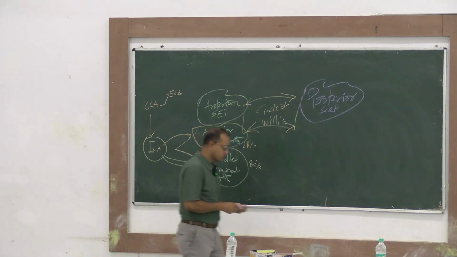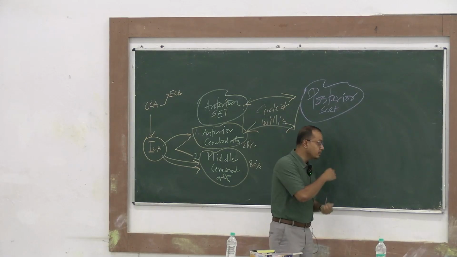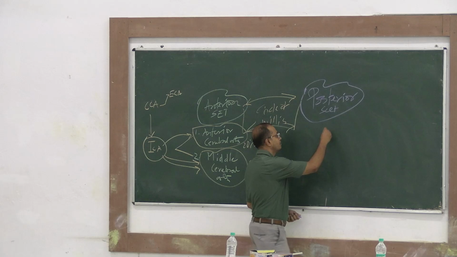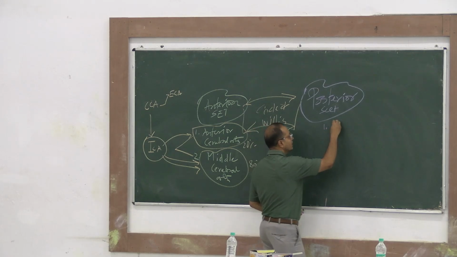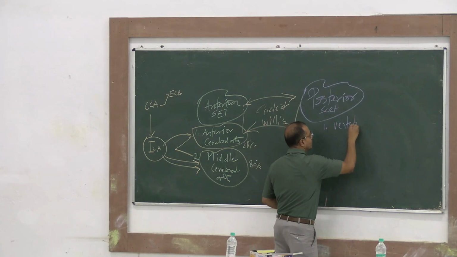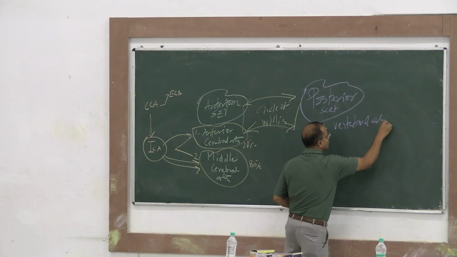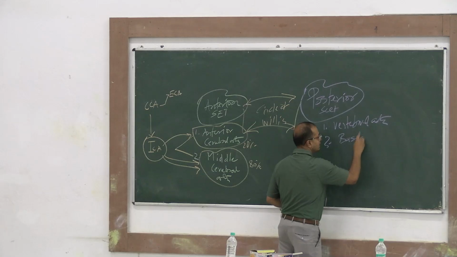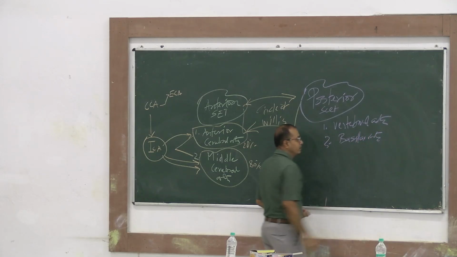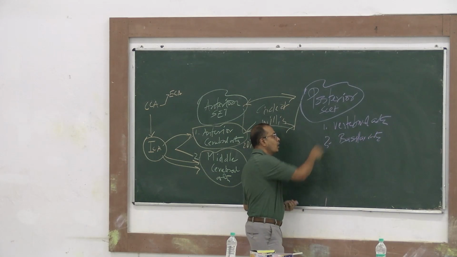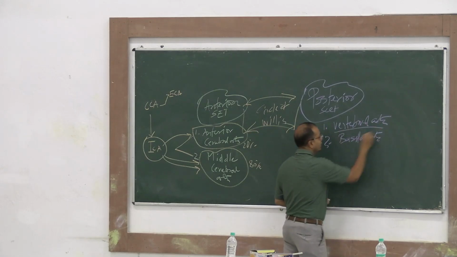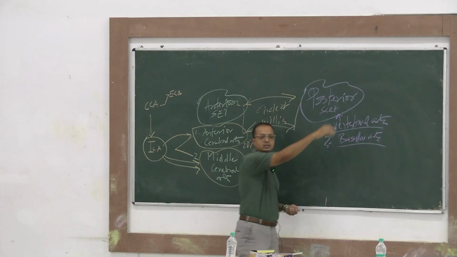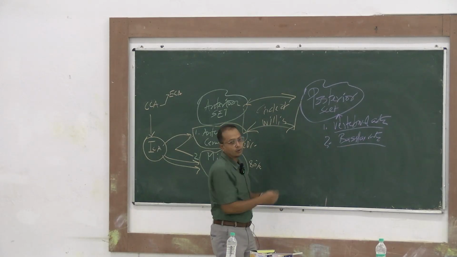Now getting to the posterior one. Now the posterior one, likewise the anterior and middle cerebral, is supplied by two vessels. One is known as the vertebral artery and the second we call the basilar artery. So these are the two arteries, vertebral artery and the basilar artery. They are forming this posterior set of the blood network in the posterior part of the brain.